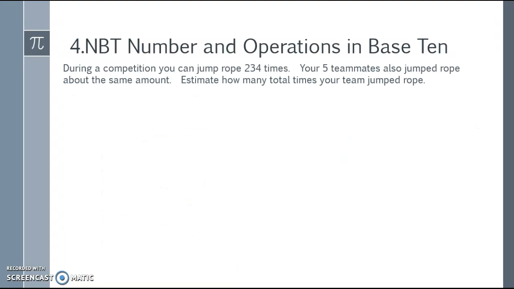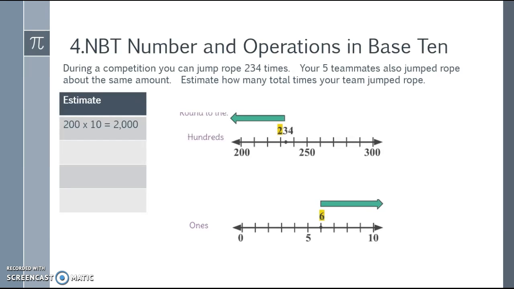During a competition, you can jump rope 234 times. Your 5 teammates also jumped rope about the same amount. Estimate how many total times your team jumped rope. We're going to use estimation. So I'm going to look at 234 and round to the nearest 100. I see that 200 is closest to 234 when rounding to the nearest 100.